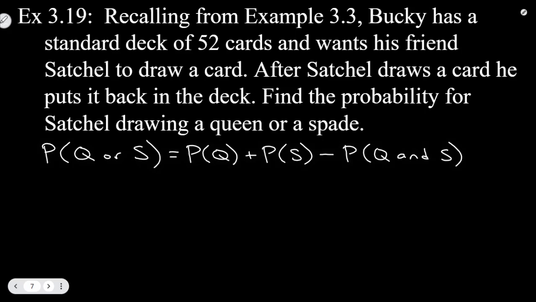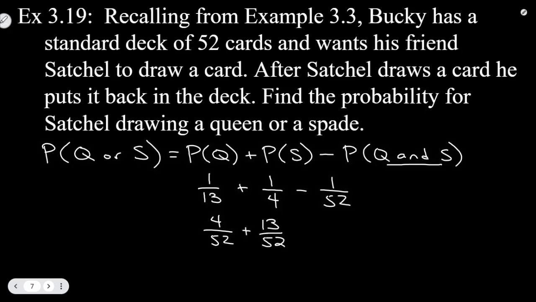All right, so probability of a queen, remember any one type of card, we have 1 over 13, plus the probability of getting a spade, that's a suit, so that's 1 over 4, 1/4 of the cards fit into that group, and then minus the probability that it's a queen and a spade. Well, there's only one of those, so minus 1 out of 52. So it might be easier to change these all out of 52. This is 4 out of 52, plus 13 out of 52, minus 1 out of 52 will give us 16 out of 52.